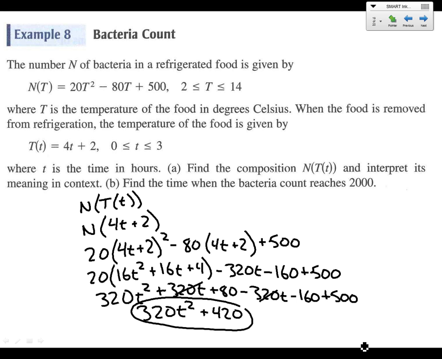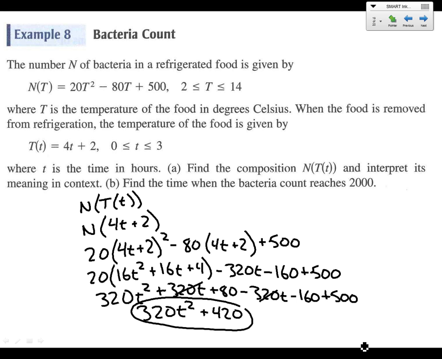Alright, let's think about what this means. Little t here is the time in hours. Big T is the temperature of the food, and the bacteria is the big N. So if we know how long we've been removing something from refrigeration, we can figure out now directly how much bacteria there is, and we can bypass the temperature function here.